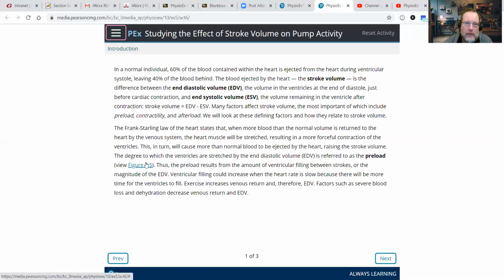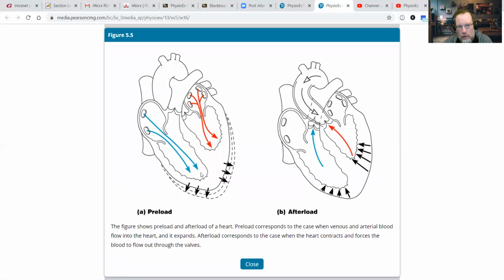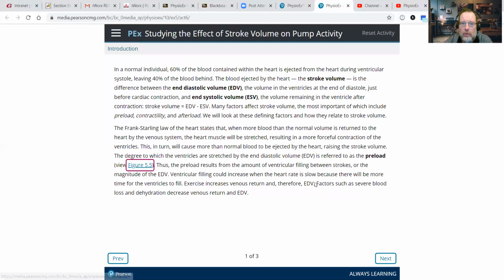So it gives us a little figure I'll open up. So notice we've got more blood coming in. We've got more stretching of the ventricles. That's called the preload. Okay, so preload results from ventricular filling between contractions, otherwise known as the end diastolic volume. All right, so that's a lot of verbiage to just basically say that the ventricles are filling. The more blood we put in, the greater the preload and the more forceful contraction, and the more blood gets ejected.